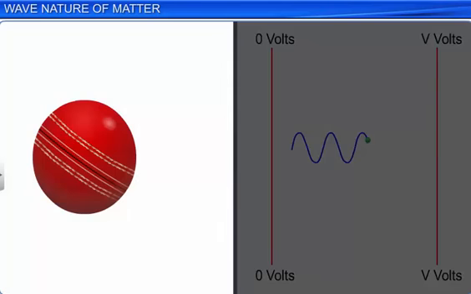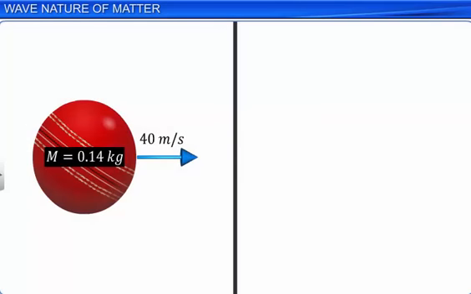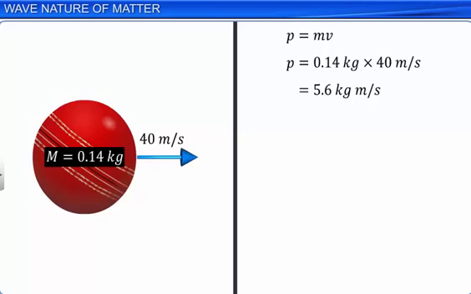Let us calculate the de Broglie wavelength of a cricket ball of mass 0.14 kg moving with the velocity of 40 meters per second, and an electron of mass m and charge e accelerated through a potential V, and compare the impact of de Broglie wavelength on matter. The momentum of the ball p is equal to 0.14 kg multiplied by 40 meters per second, that is equal to 5.6 kg meter per second.